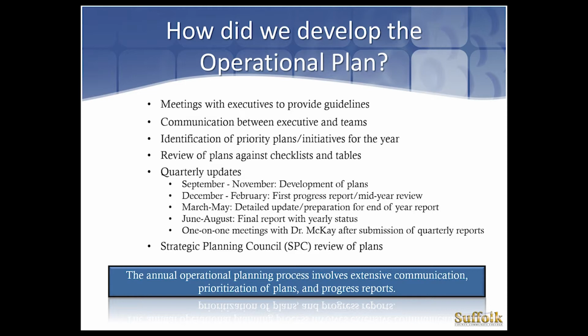With the first quarterly report, what occurs is that for those 3 months, the executive and their teams communicate with each other and with other executives to ensure that we do not have too much overlap and that the plans are appropriate. The next 2 quarters allow for progress reports to be written. And finally, in the last quarter, we come up with an institutional effectiveness plan that incorporates that information. Dr. McKay meets with each of these executives after the progress reports have been handed in.